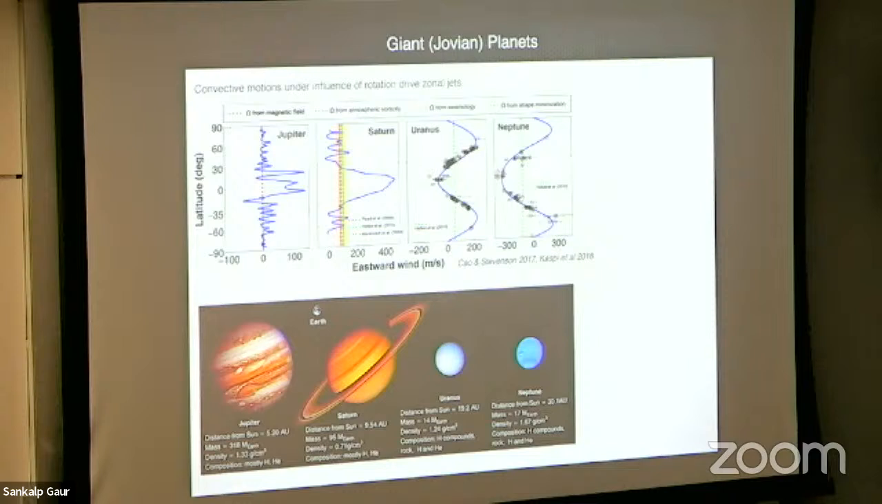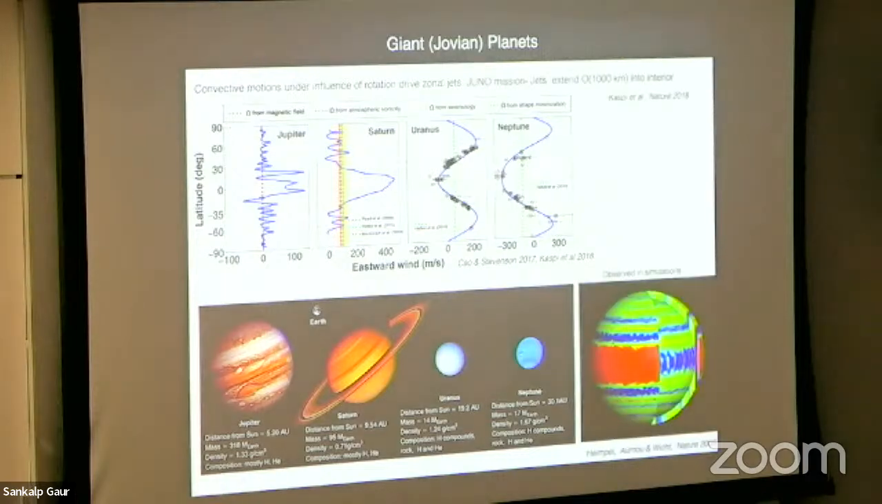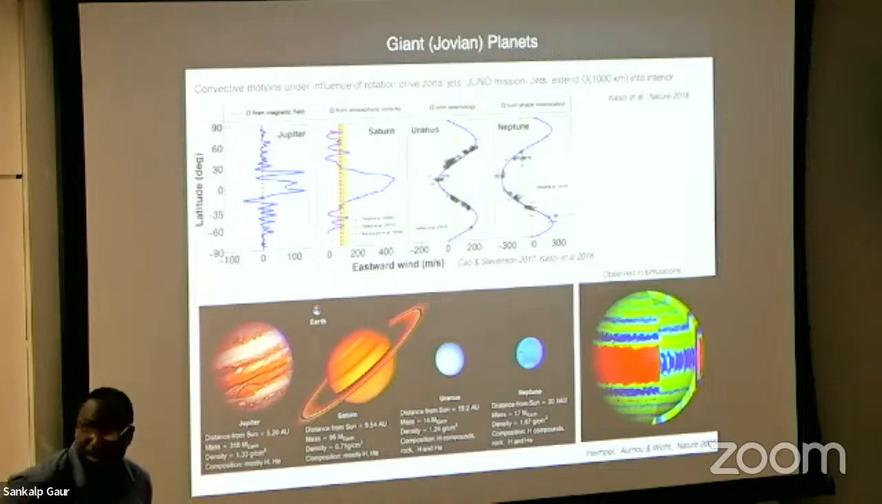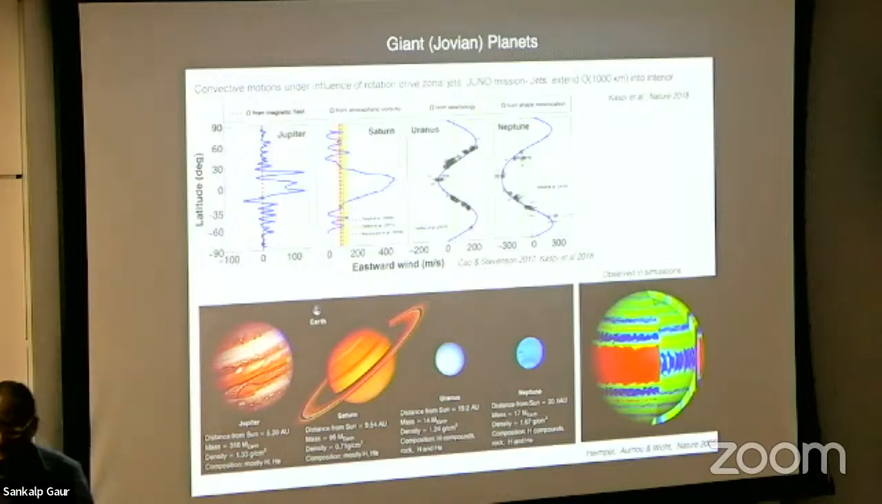Now we know that these jets are quite deep through the recent Juno mission, which is able to measure the gravitational anomaly of these planets, Jupiter in particular. They can invert and show that these jets actually propagate quite far down, all the way down to the molecular hydrogen region. So that makes it a few thousand kilometers, and then no detection below that.